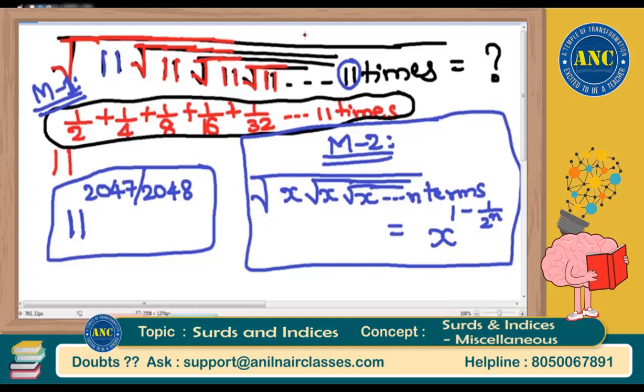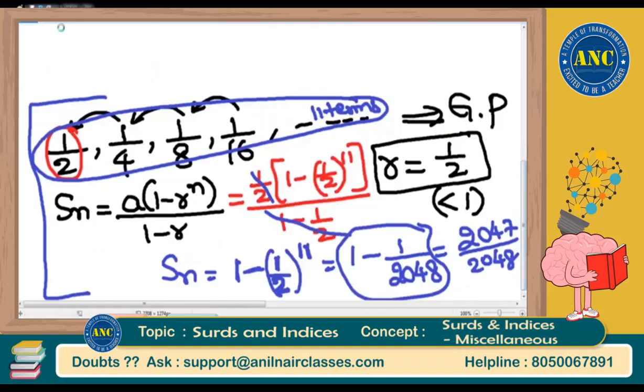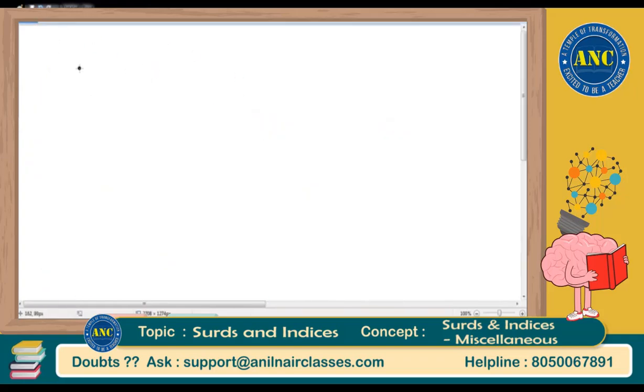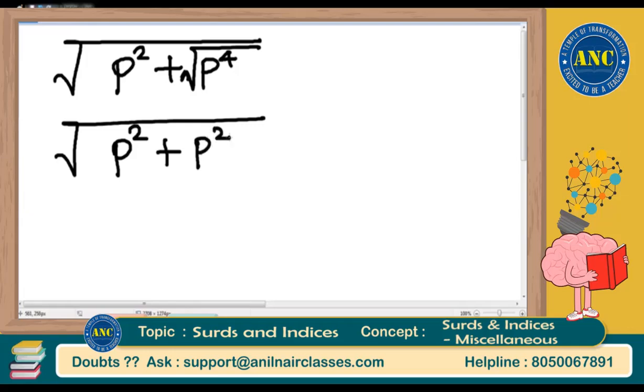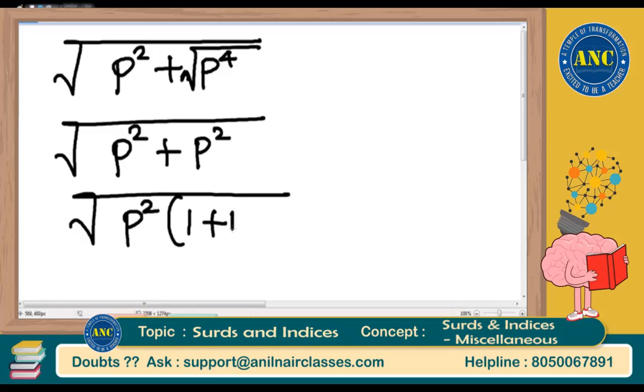Now see this question, sir. Before solving the next question, which is very tricky, let us understand with an easy question. Suppose your question is root of p square plus root of p power 4, right? Easy question, we will understand first. Root of p square plus root of p power 4 is nothing but p square, and in this I can take p square as common factor. I can write 1 plus 1. Root of p square is how much? It is p. Root 2 will be there.